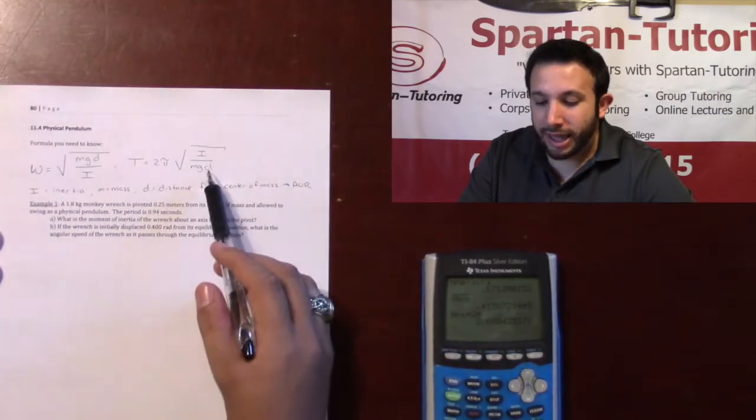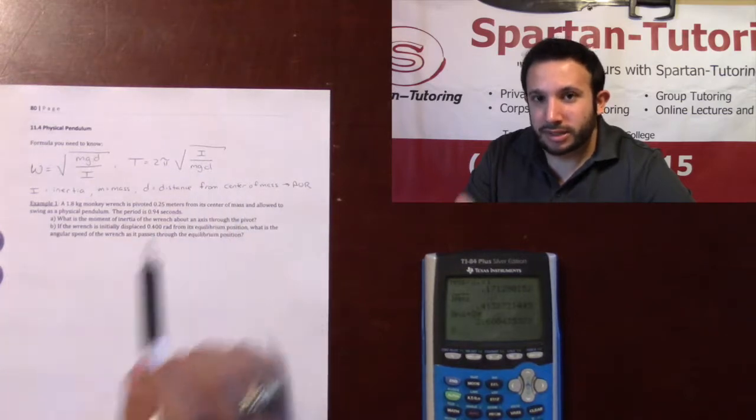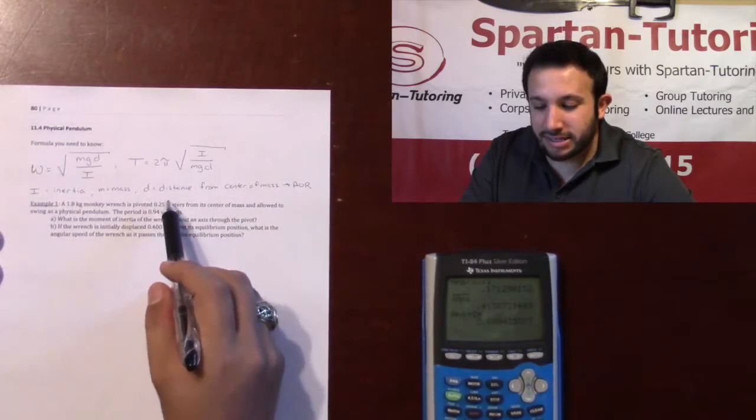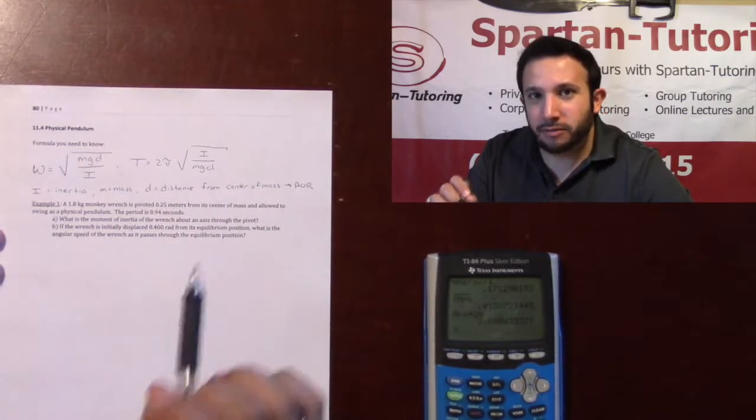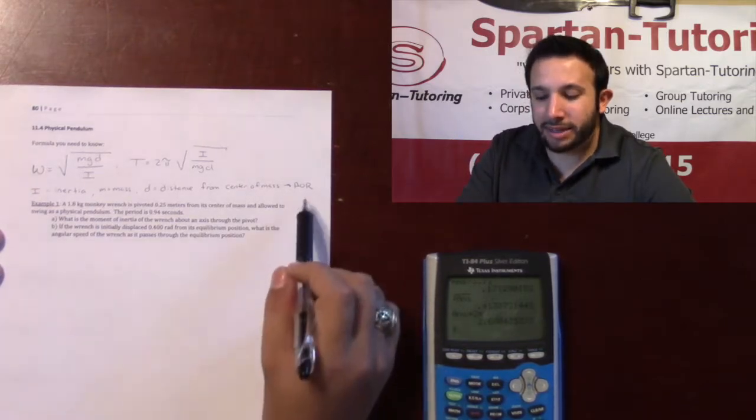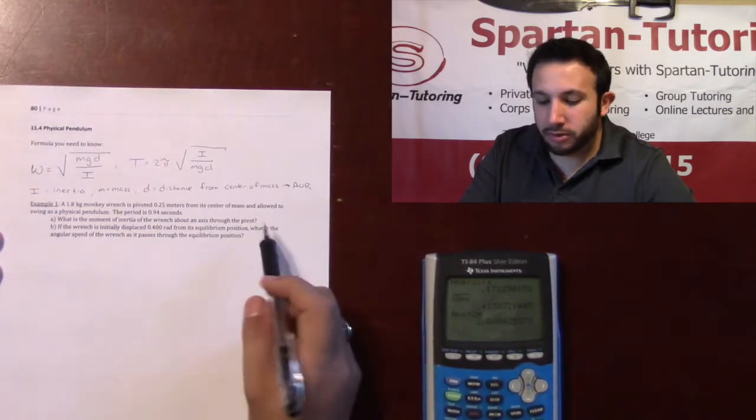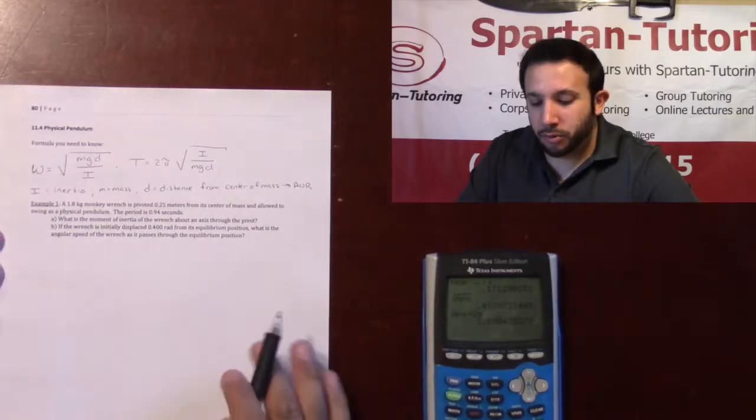Now I is a moment of inertia, m is the mass of that object, g is your acceleration due to gravity, and d is really important. D is the distance from the center of mass to the axis of rotation. Very important that you understand that. And so let's take a look at number 1.